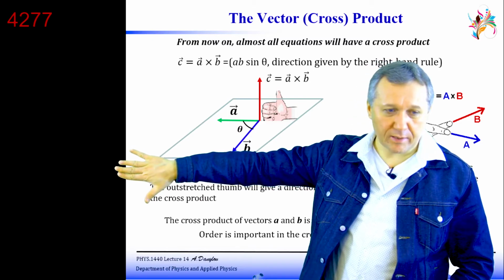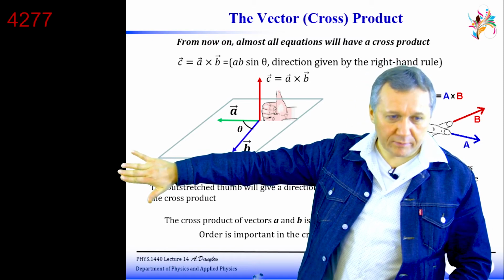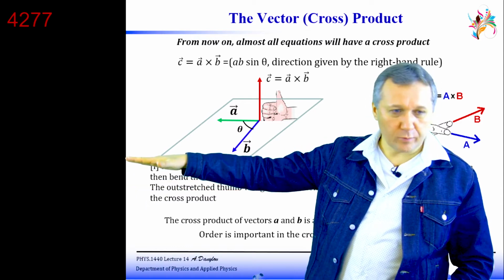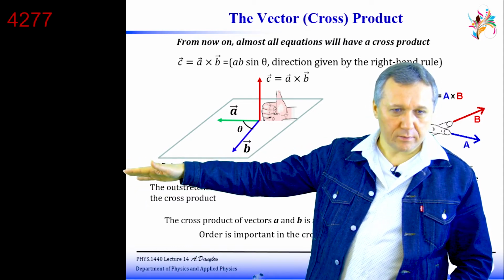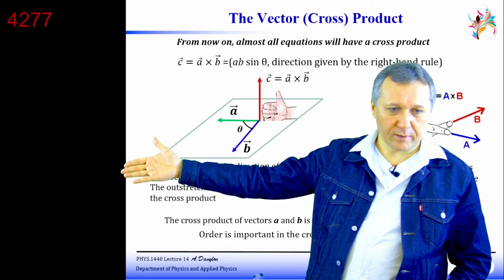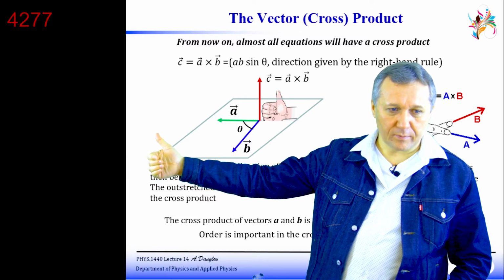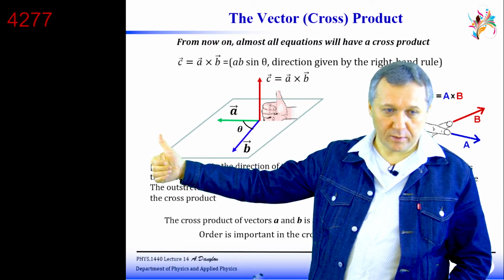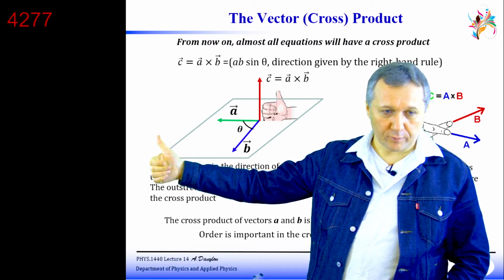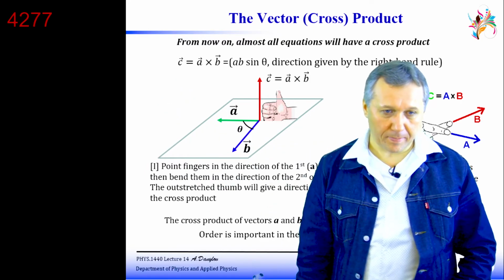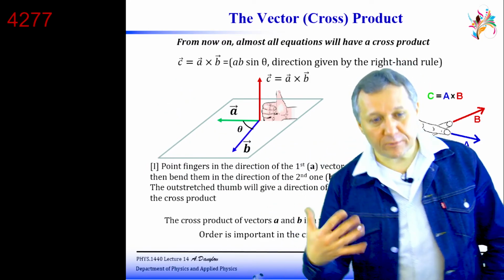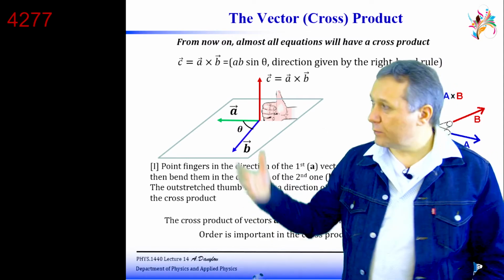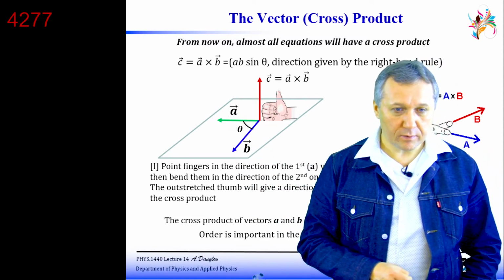Because if I position my hand like this, naturally, I will never be able to bend my fingers out of the screen. Or in this way, again, I cannot naturally bend. So I have to position my hand like this. If I bend my fingers that way, then the outstretched thumb gives me the direction of the cross product, vector C. In this case, it's up. Right? So it's the first approach which can be used to find the direction.